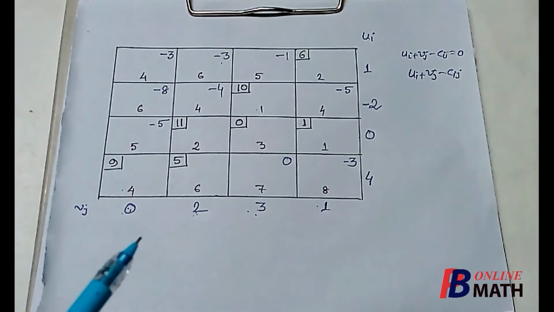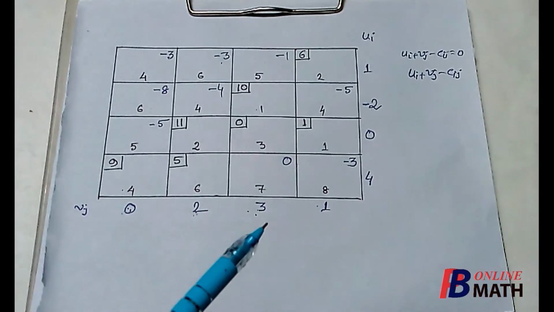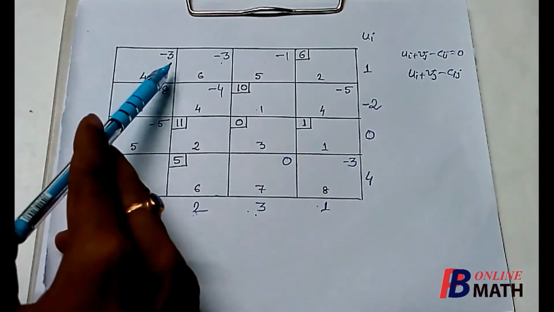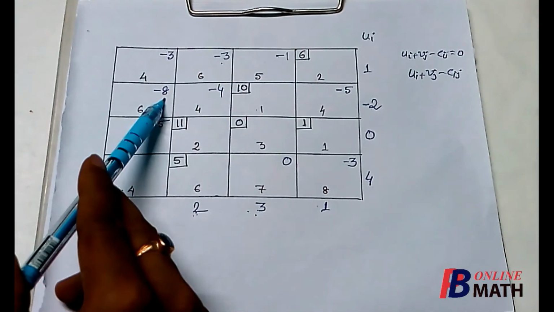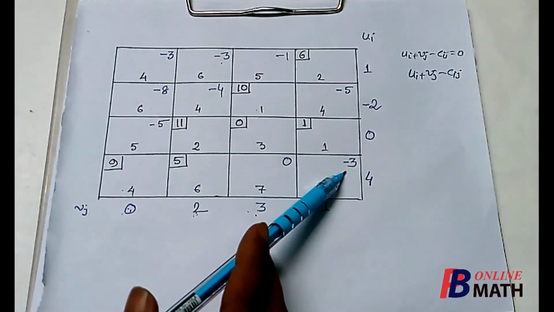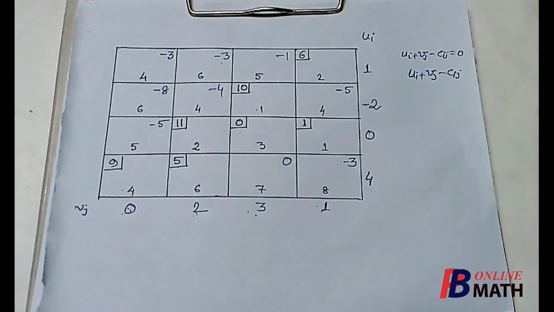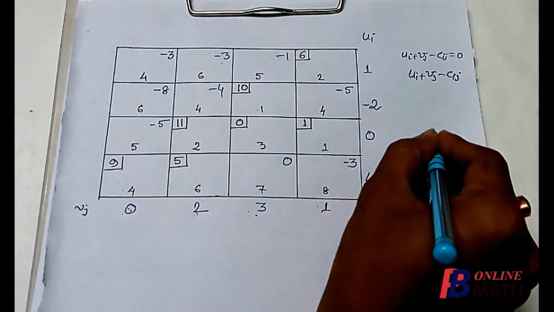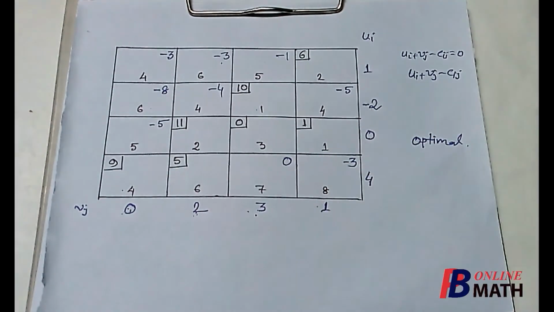Now since all the values of zij minus cij, that means all the values of net evaluations, are non-positive: minus 3, minus 3, minus 1, minus 8, minus 4, minus 5, minus 5, 0 and minus 3. So all the values of zij minus cij for the non-basic cells are non-positive. Therefore, the solution is optimal. So we can write the final solution here.